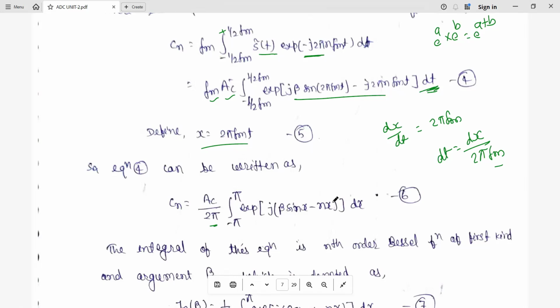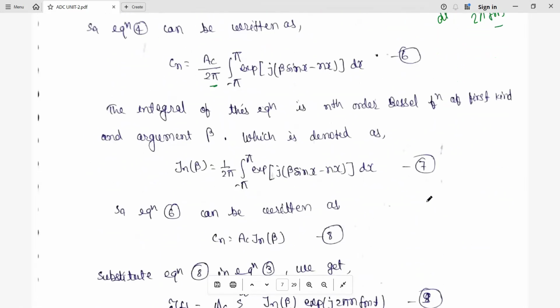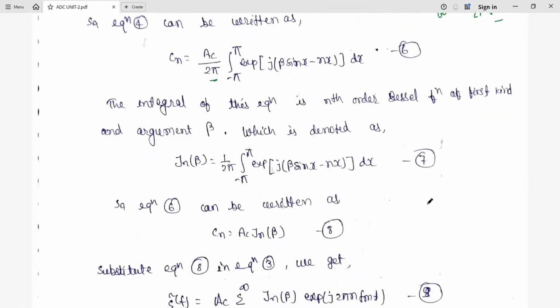Okay, so now this integral of this equation is what? This is the nth order basis function. Later we are going to see again in detail various properties of the Bessel function. So this is the first kind and argument beta. So finally this Bessel basis function is represented here as J_n of beta, that is 1 by 2 pi integral from minus pi to plus pi of exponential j(beta sin x minus nx) dx.